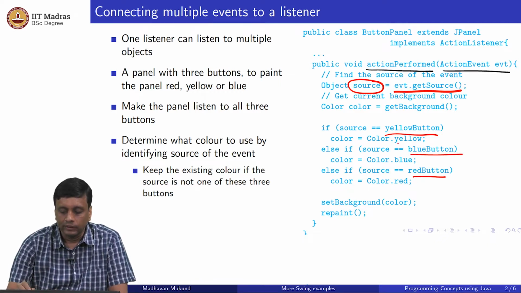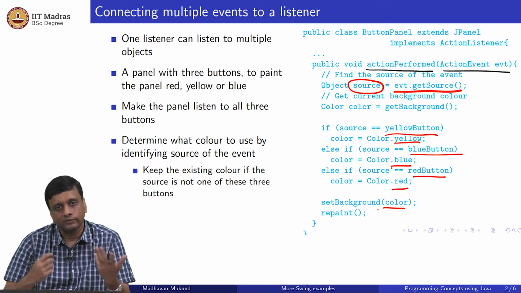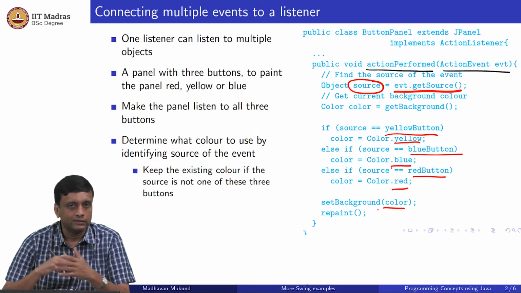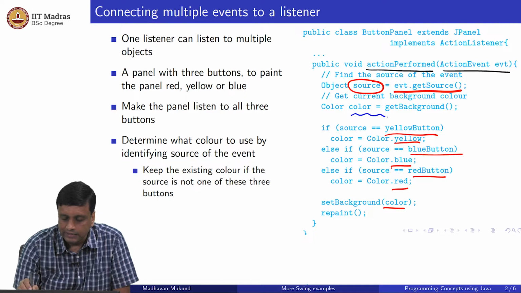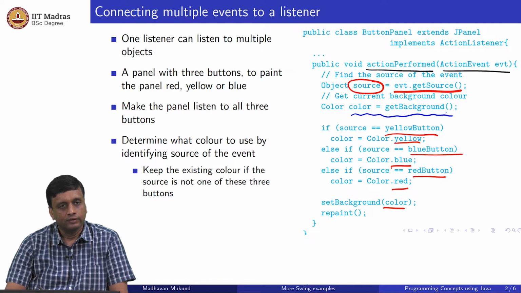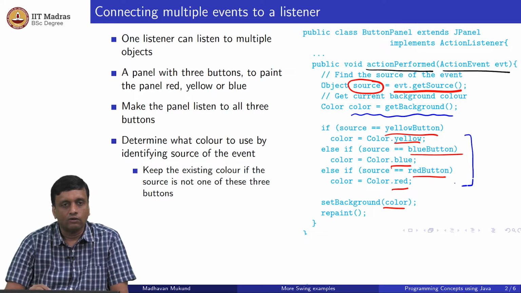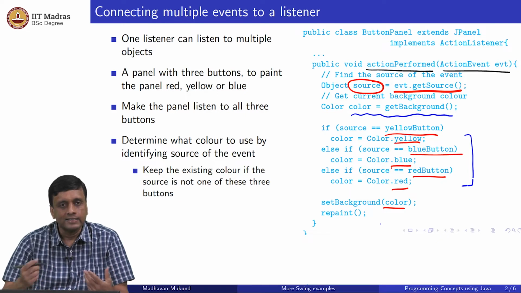If the source is the yellow button, it will turn the color to be yellow. If it's the blue button, it will turn the color to be blue. If it's the red button, it will turn the color to be red, and then it will set the background color. What if it is none of these three? What if it is also listening to other things? Then that should not affect the color. So before this we get the existing color, so that this color variable has the current color of the background, and then if these three ifs all fall through without triggering, we just go back and restore the old color. So the default is to restore the old color unless exactly one of these three events occurs.